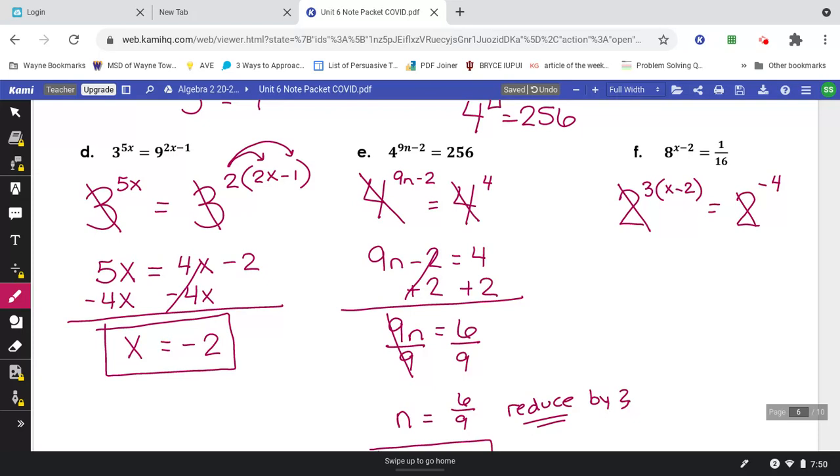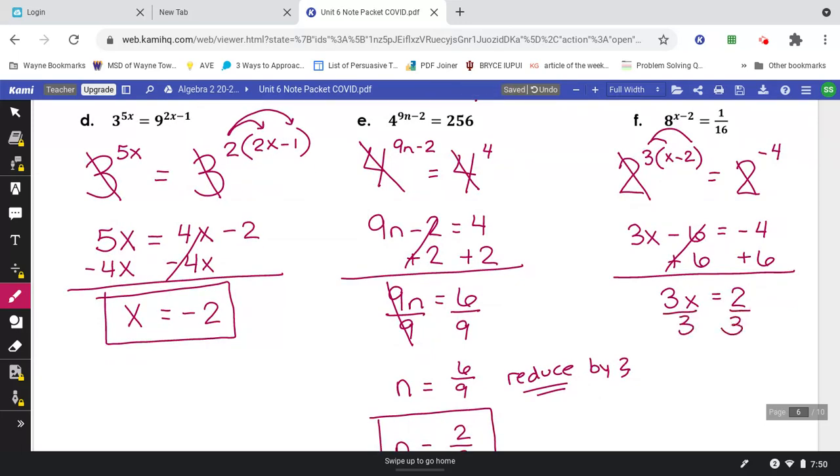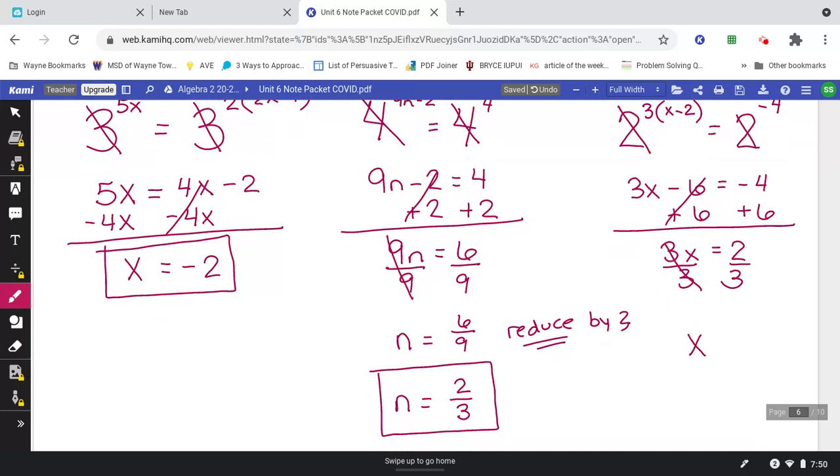Now we can cancel out our 2's. And right here with this 3, we'll distribute. 3x minus 6. And then I can bring down the negative 4. Add 6 to both sides, trying to get the x by itself on that side. And divide both sides by 3. And we get another answer of x equals 2/3. There we go.